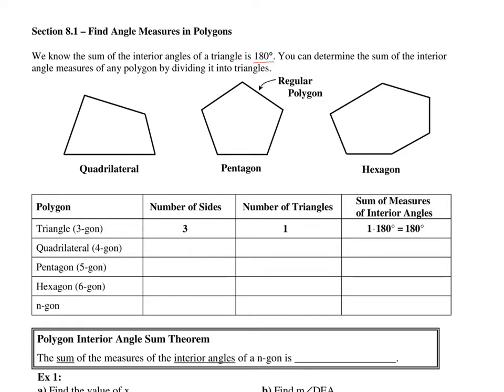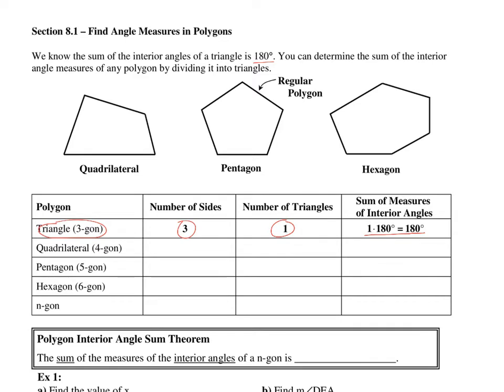All right, so here I have this chart below, working with a triangle, or we could also call a triangle a threegon because it has three sides. The number of triangles in a triangle is 1, and all the angles we know add up to 180 degrees.